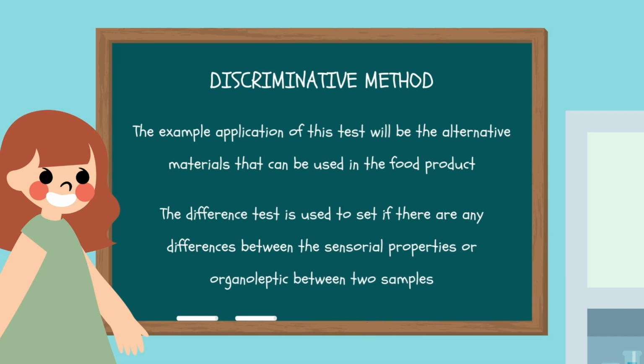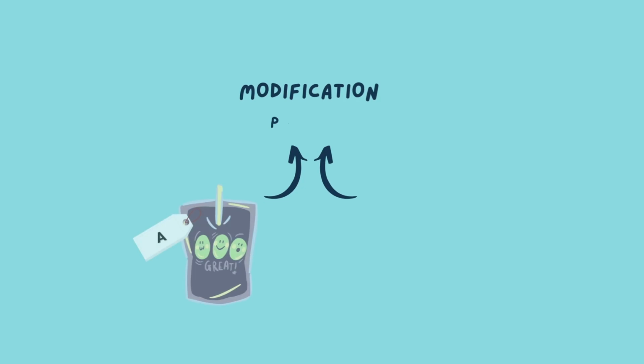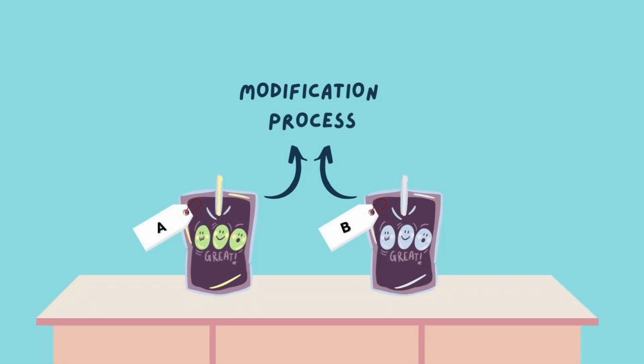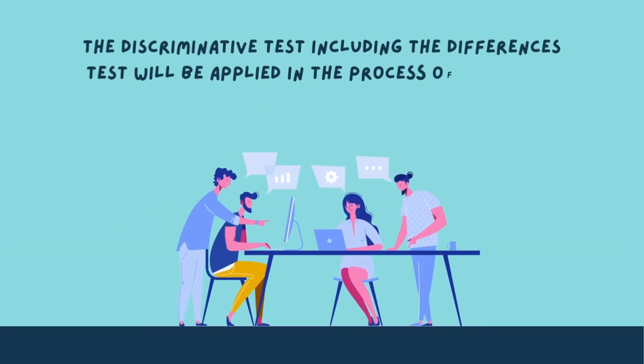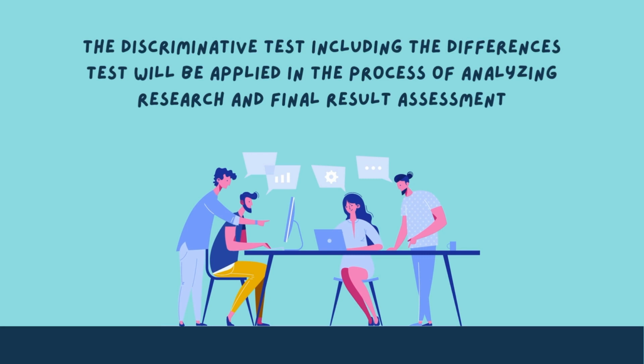The difference test is used to determine if there are any differences between the sensorial or organoleptic properties of two samples. For example, an application of this test will be to evaluate the effect of some modification process or materials during the food process in the food industry. Or it also can be used to know if there are any differences or similarities between two products from the same commodity. The discriminative test, including the difference test, will be applied in the process of analyzing research and final result assessment.